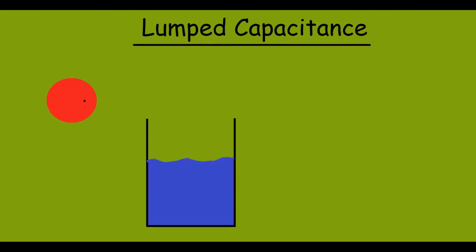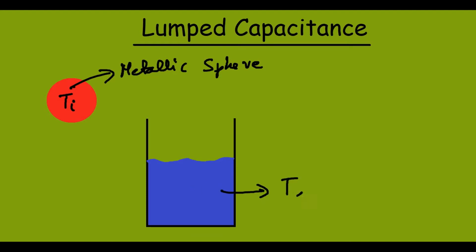So consider that I have this metallic ball. This is a metallic ball, a metallic sphere. Now this metallic sphere is at a temperature Ti. So we are assuming that this metallic sphere is at a temperature Ti initially. Now this is a tank which contains water. So let the temperature of this water be T infinity.